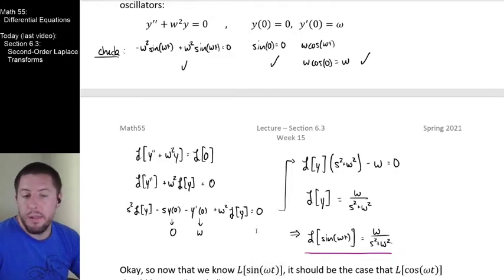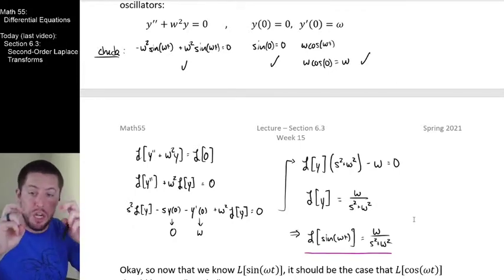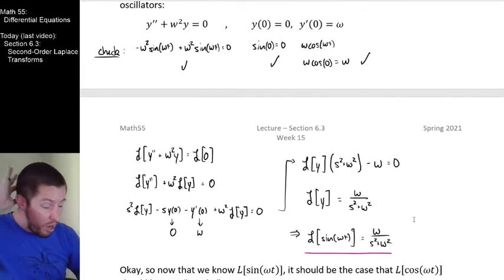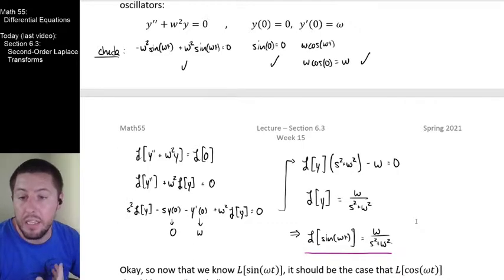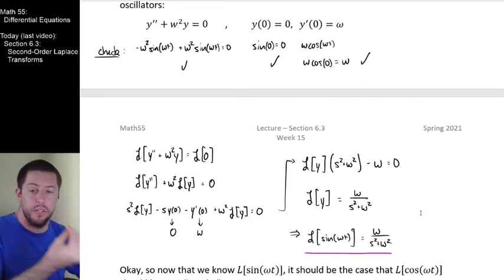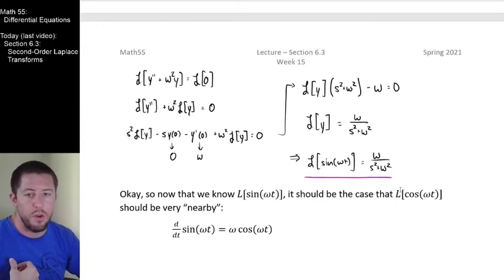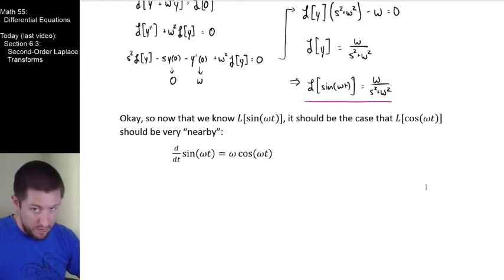Now that we know the Laplace transform of sine of omega t, it should be the case that the Laplace transform of cosine of omega t should be very nearby, because sine and cosine are very nearby to each other in a calculus sense. And especially since the Laplace transform is a calculus operation, it seems like we should be able to use the calculus relationship between sine and cosine to help us go from the Laplace transform of sine to the Laplace transform of cosine. So let's go ahead and do that here.